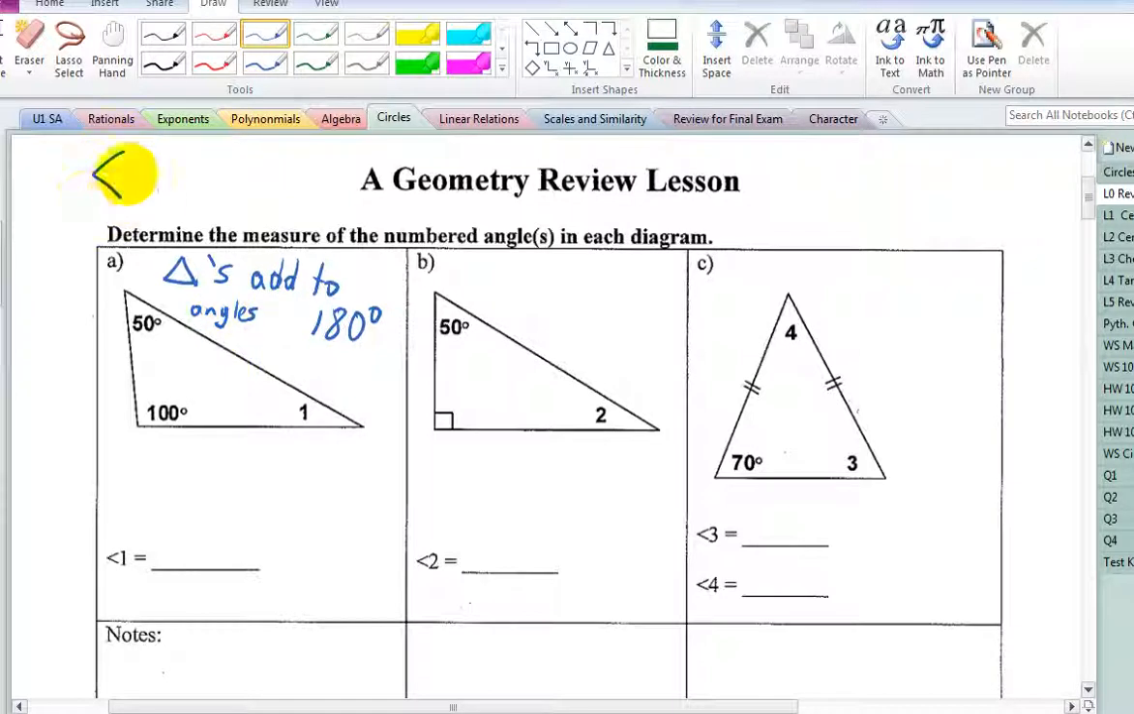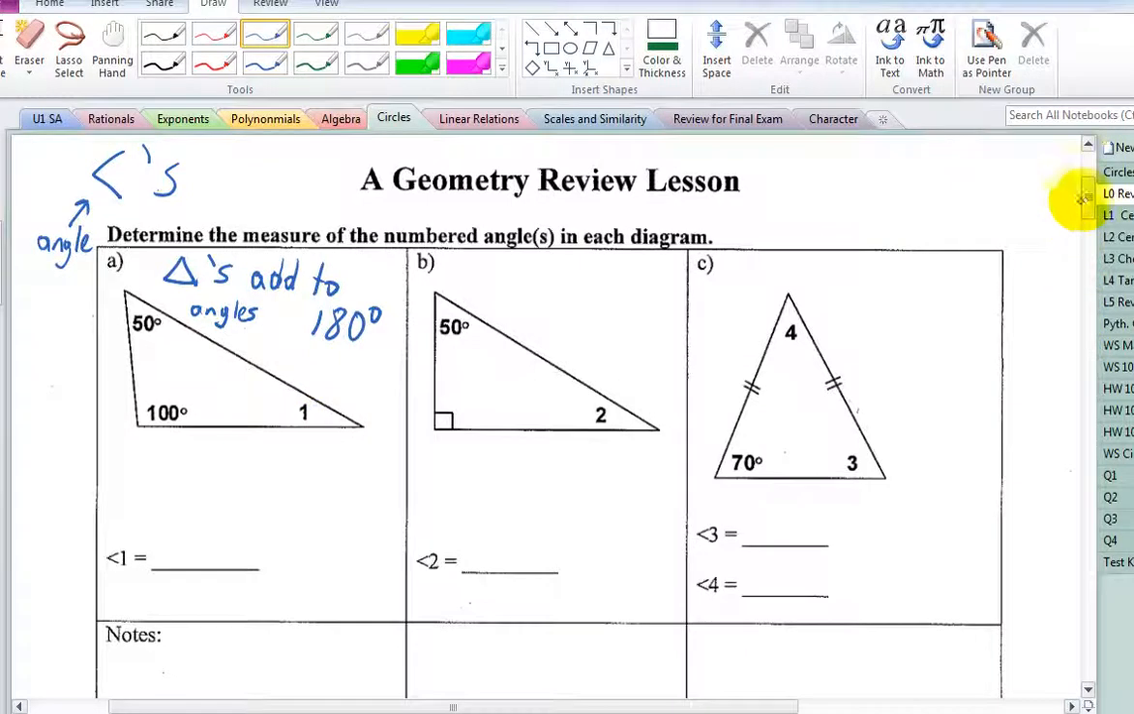This symbol right here means angle. Last year it meant less than, but it's also a symbol used for angle. And if we have apostrophe s, it's angles. Why does it have the one and the two? Okay, so we're going to talk about that right now.